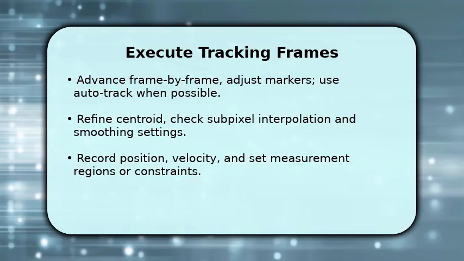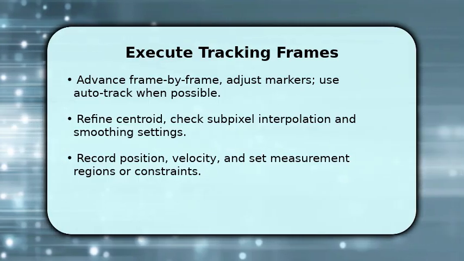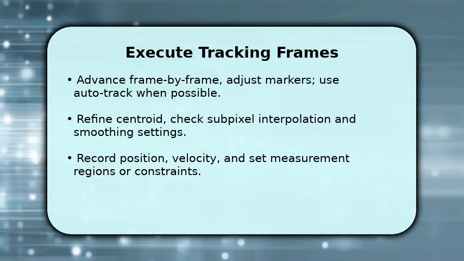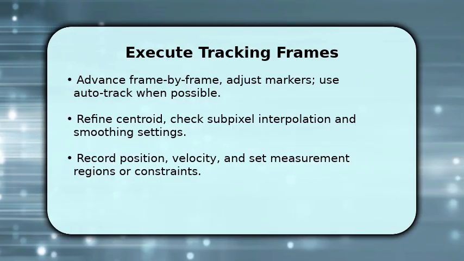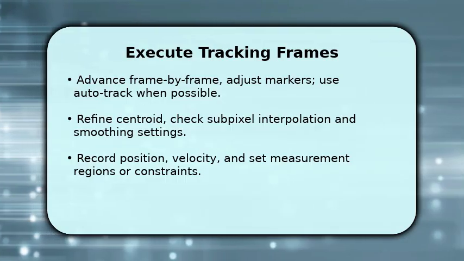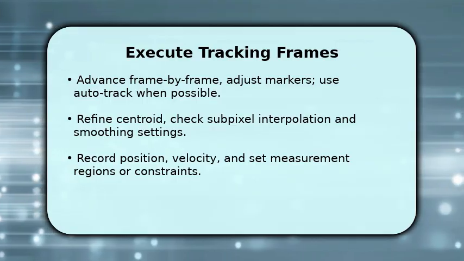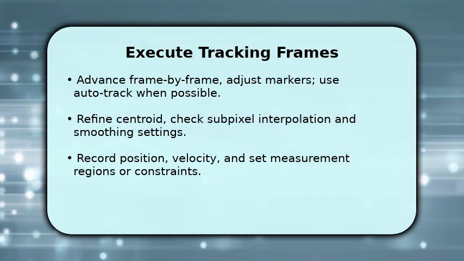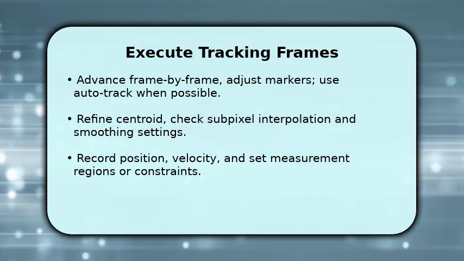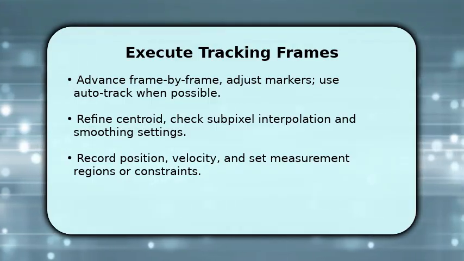Advance frame by frame and place or correct markers so the object center remains accurate. Use the auto tracker for steady motion, but manually correct when occlusion or motion blur occurs because automated fits can drift. Make sure to enable subpixel interpolation and appropriate smoothing to reduce noise, and define measurement regions or constraints if the motion is constrained. This yields more reliable position and velocity data for later analysis.